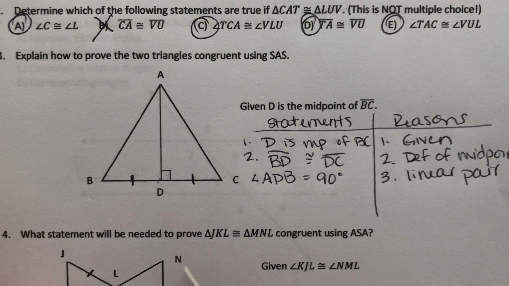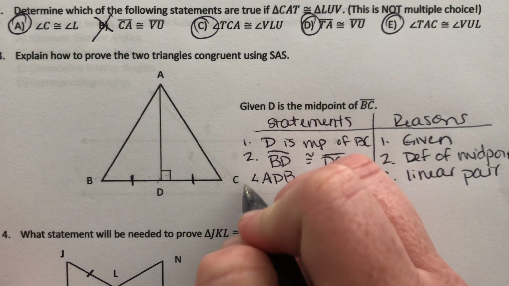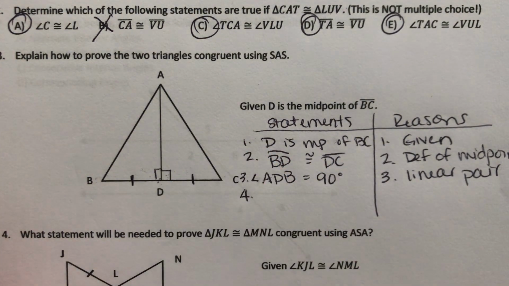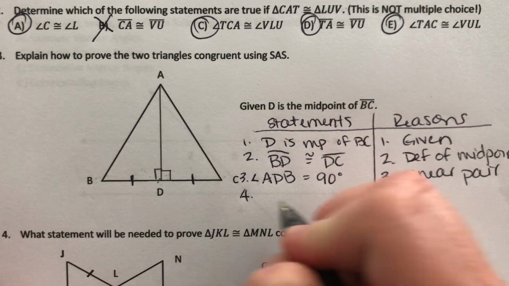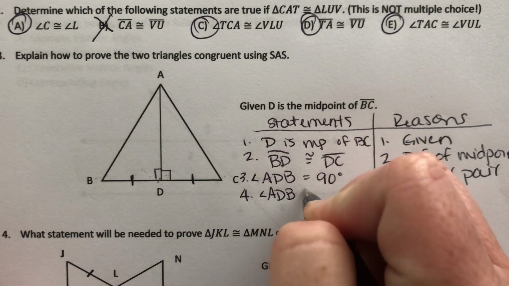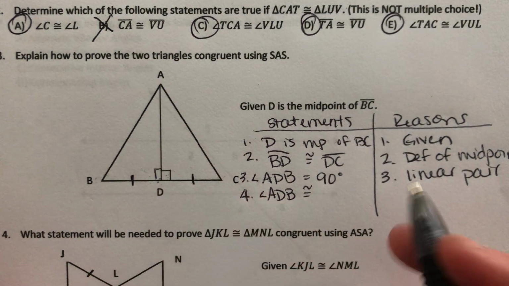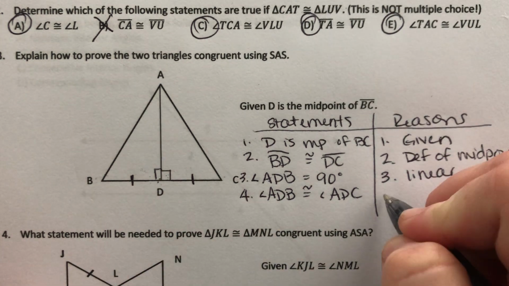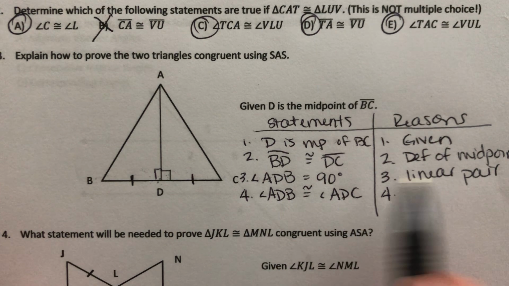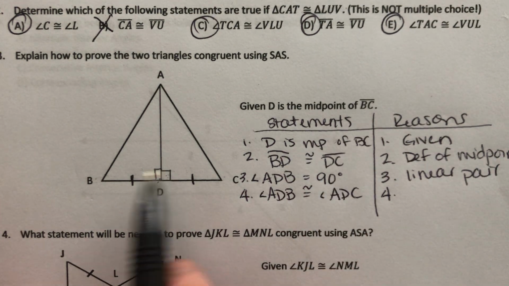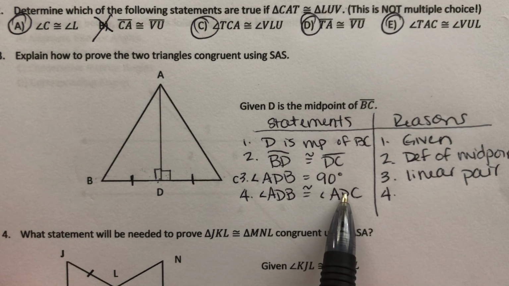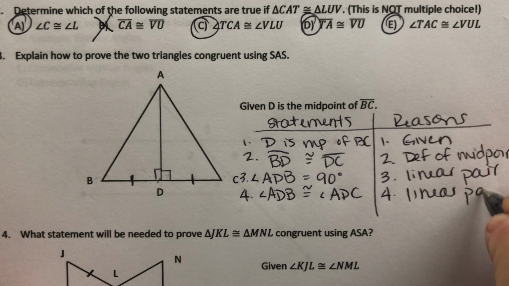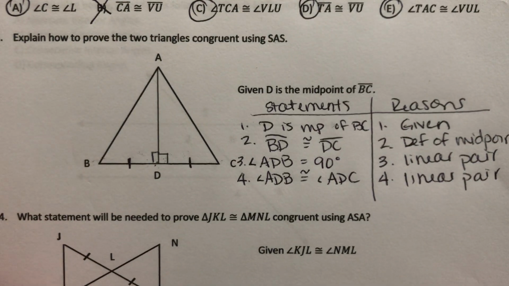Linear pair. So since I said this is 90, then step 4, I have to say that these two are both 90. They're congruent to each other. So angle BDA or ADB is congruent to ADC. Angle ADC. And that's because they're both 90 degrees, right? So we'll say linear pair. We could say these two are supplementary, whichever. They're equal because it's the same reason. We'll say linear pair again. I'm sure there's a different definition we could use, but they're equal because they're both linear.